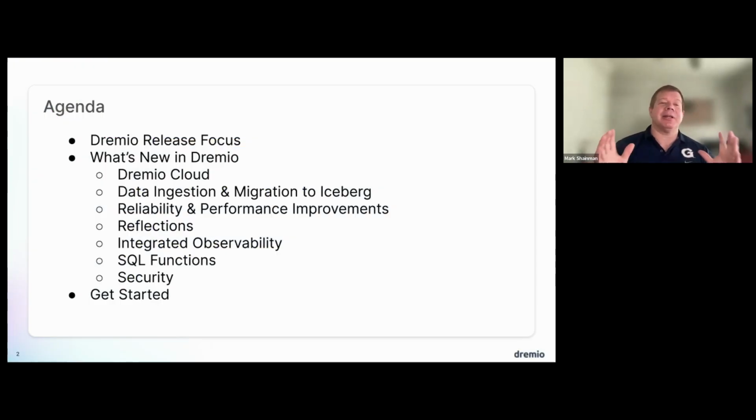So we're going to be touching base on a number of things here today around what's new. Really, we want to give you some insight into our release focus and what we're seeing around these releases and how we're concentrating on Iceberg. And then we're going to jump into a whole bunch of new things that are out with this release. Some key components in our Dremio Cloud, and one of the announcements we just recently made around Dremio Cloud, and then looking at ingestion and migration of Iceberg, some reliability and performance new components, looking into reflections and how we made some improvements around reflections, some new integrated observability capabilities, some new SQL functions, some upgrades in security, and then how you can actually get started.